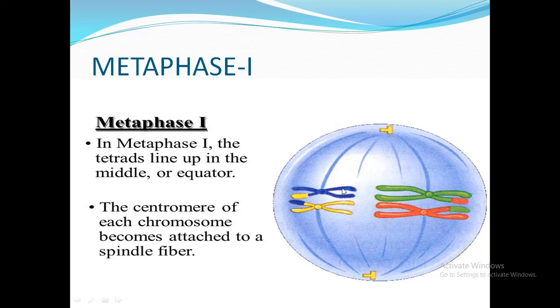Now this is different from metaphase of mitosis, because in metaphase of mitosis all the chromosomes align at the center, not the bivalents, because there is no synapsis occurring in mitosis. But in meiosis, chromosomes remain in pairs like this. So like this, there are 23 pairs in the case of humans, and they are aligned at the center. This is what happens in metaphase. So the main difference is that there only individual chromosomes are aligned at the center, but here bivalents are aligned at the center.